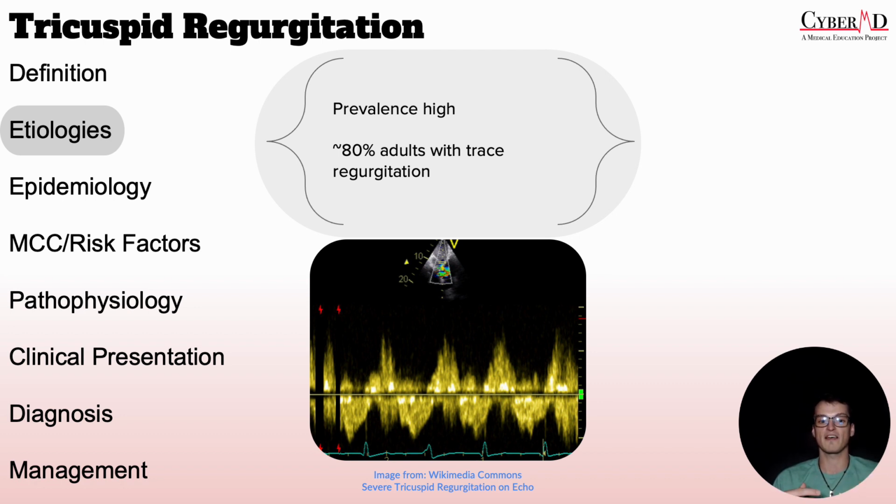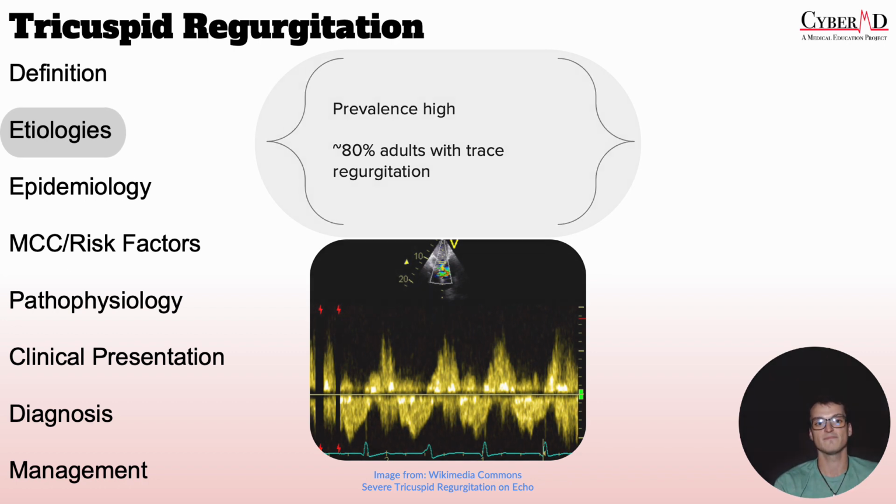Conditions that directly affect the right ventricle or cause an elevation in right ventricular pressure, such as pulmonary hypertension, can also lead to secondary tricuspid regurgitation.